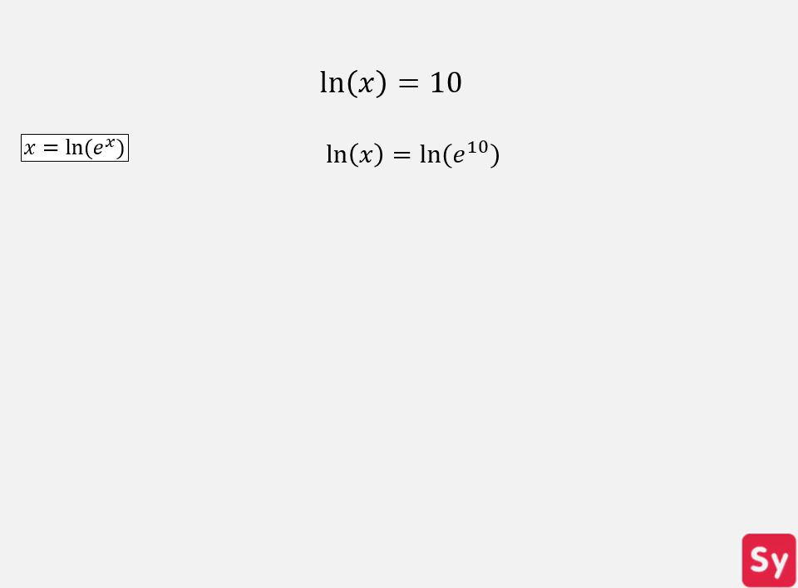We will first start with a simple example. We have ln of x equals 10. We want all the terms to have the same base, so we use this identity to transform 10. This becomes ln of x equals ln of e to the power of 10. Now we can set the arguments equal to each other. So we have x equals e to the power of 10, and this is our answer.